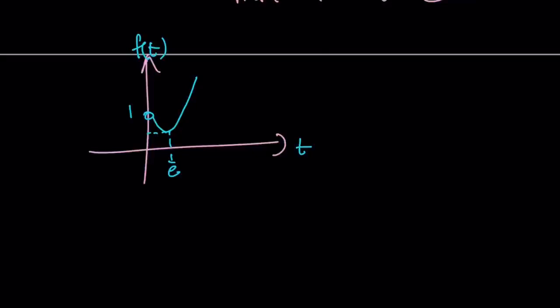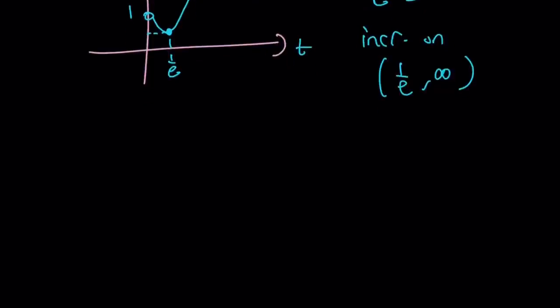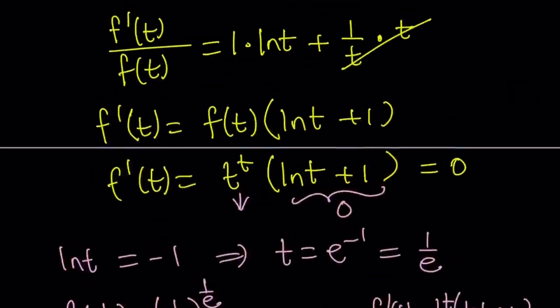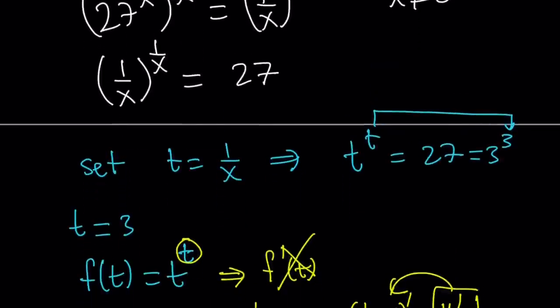So what is that supposed to mean? We're looking for a function. This is f of t equals t to the t, and we want t to the t to be 27. So obviously we want the intersection point of the horizontal line y equals 27 with this. There's only going to be one intersection because our graph is increasing on 1 over e to infinity. All right, so we're going to have a single solution, and that is going to be what? Okay, so that's what we're going to find now, right? And we already found it actually. t equals 3. Wait a minute, we didn't find the value.